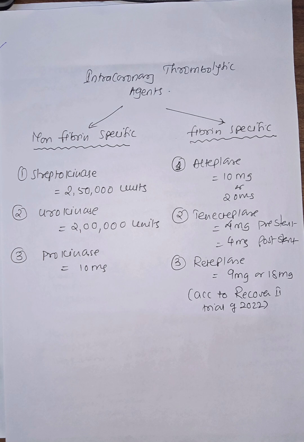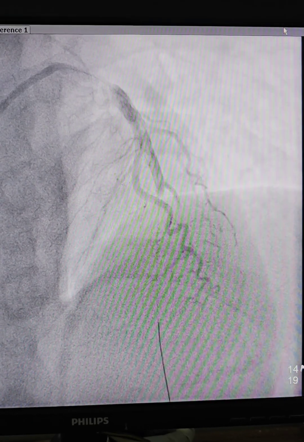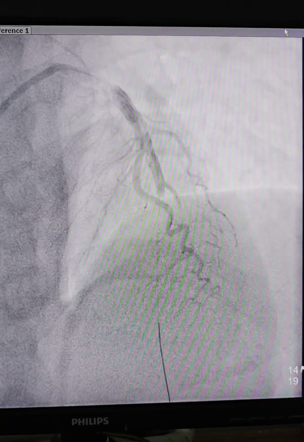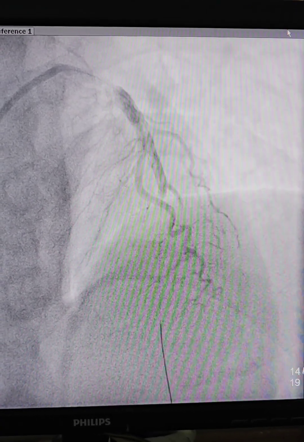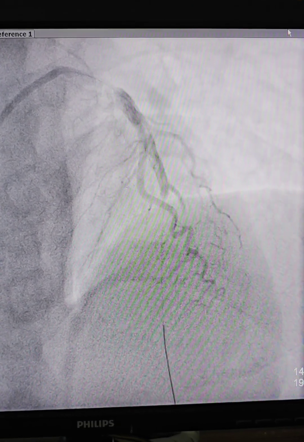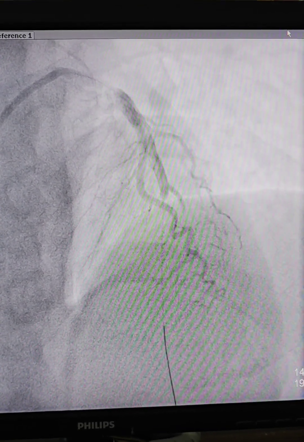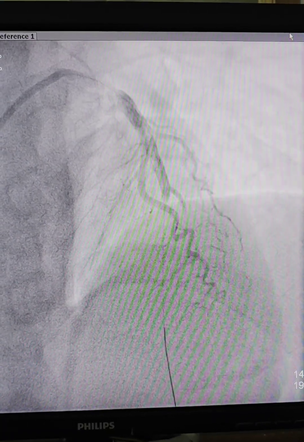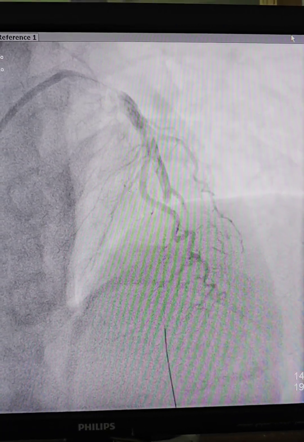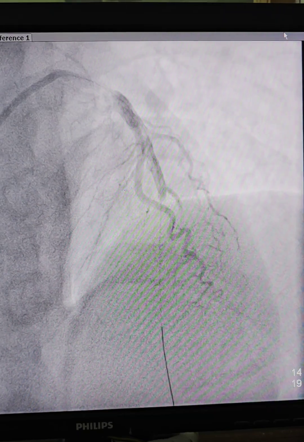So how can we inject these intracoronary thrombolytic agents? We can inject them with the help of a microcatheter or thrombus aspiration catheter, and we have to keep the patient in ICU for observation for 1 or 2 days. After 1 or 2 days we take the patient for a check CAG, and if the flow is achieved, the stenting can be done.